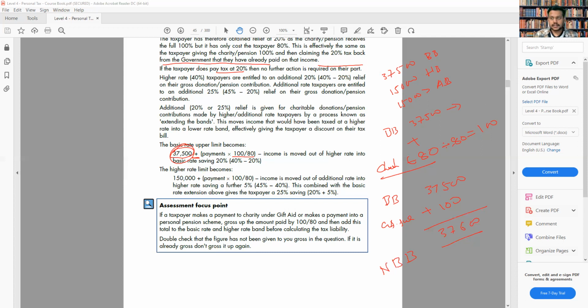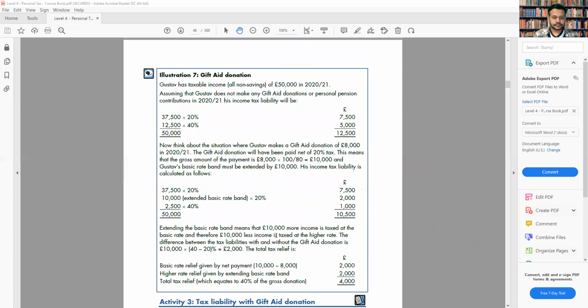All right, so let's have a look. How can we do that? And obviously, if there's additional rate, we save more tax, and I'll show you how we save the tax for that. Okay, let's look at this example, and it will be helpful for us to understand.